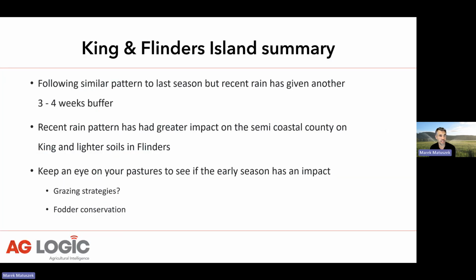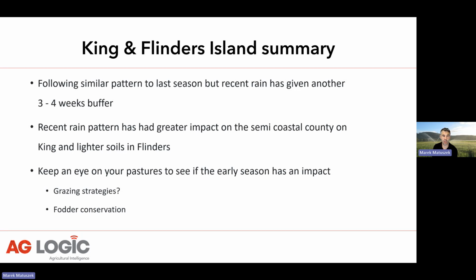So on King and Flinders, we've got about a month to three months' worth of buffer, which is where we'd like to be. And it's had a greater impact on your lighter soil types because they kicked off earlier in the season in terms of soil moisture uptake.